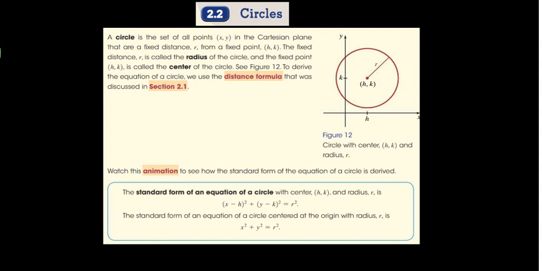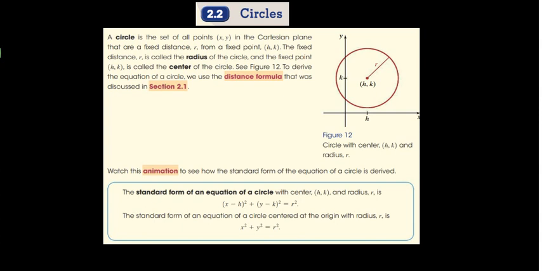So h, k moving forward, that's going to denote the center of our circles. The fixed distance r is called the radius of the circle, and the fixed point h, k is called the center. Alrighty, let's move it down here now.